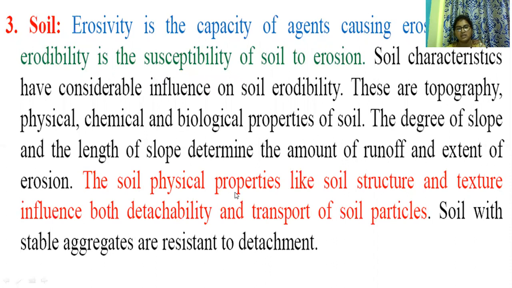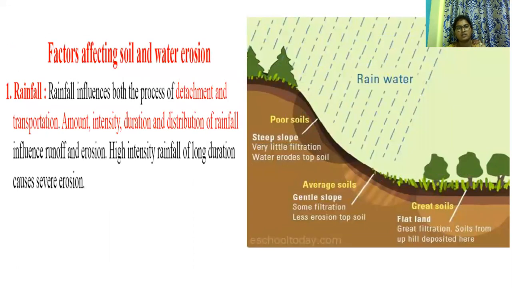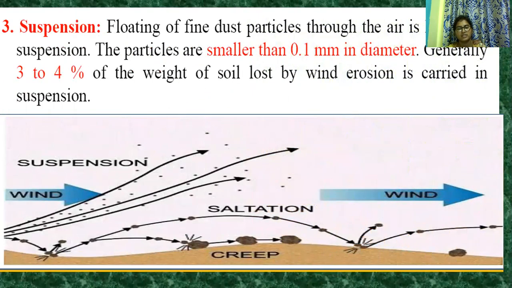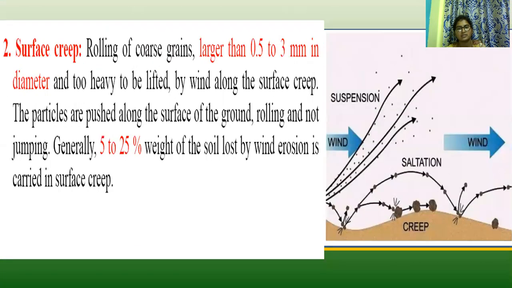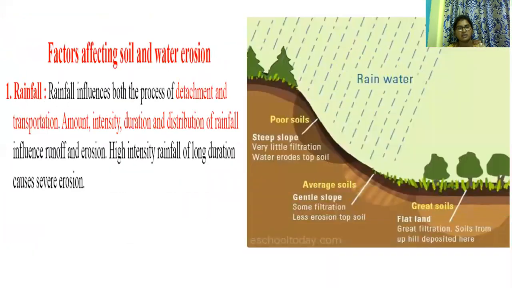This is soil erosion, and due to vegetation we can reduce it. Rainfall effects depend on intensity, amount, duration and distribution. And in suspension, there are heavy particles, light particles and smaller particles. These are wind erosion and the factors affecting soil and water erosion. The next topic will be discussed in the next class.